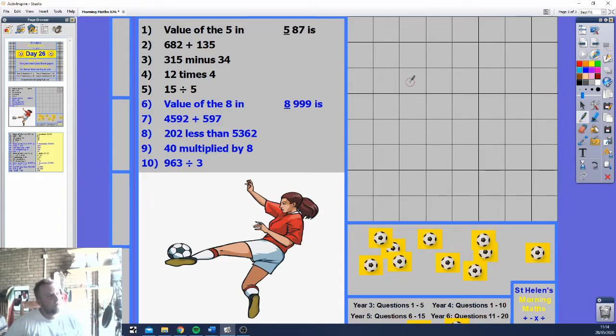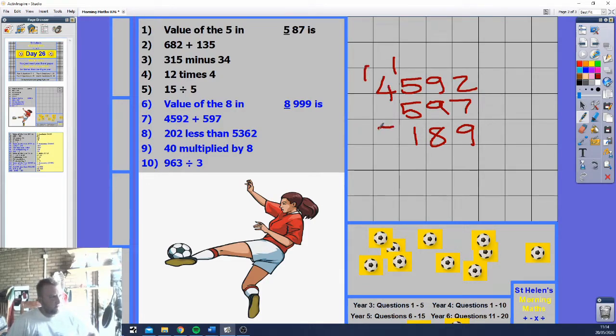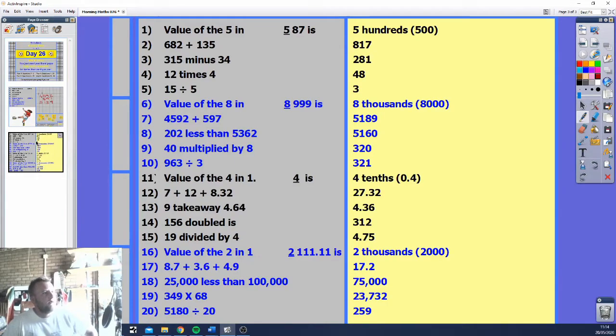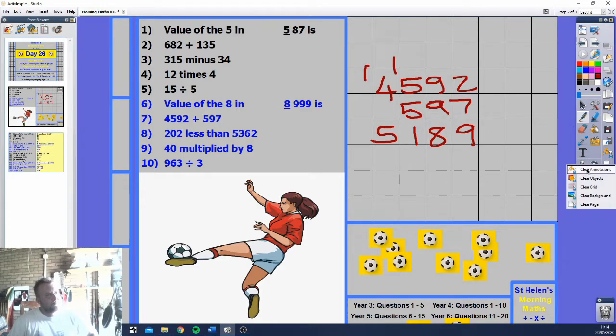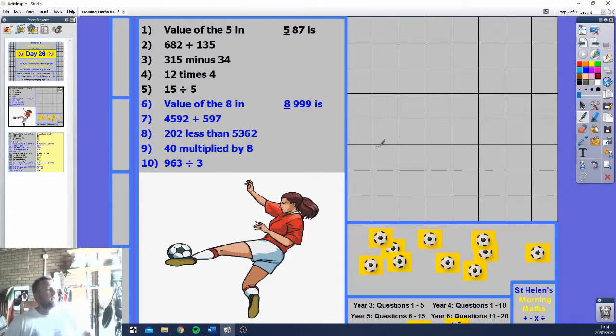We're going to do a simple addition calculation. Whoa. That's too big. Oh, that's a nice size. 4, 5, 9, 2. 597, a 3-digit number. 597. Make sure they're lined up properly. 7 plus 2 is 9. 9 plus 9 is 18. 5 plus 5 is 10 plus 1 is 11. Next value, 4 plus 1 is 5. 5, 1, 8, 9. There you go, that is the answer. Perfect.